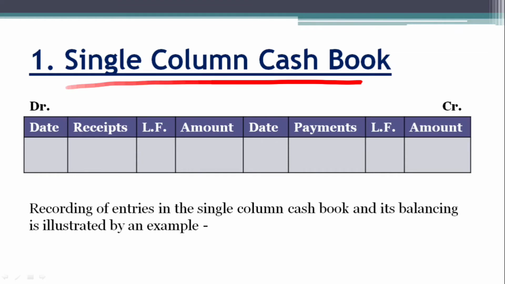The basic structure, the basic format of a single column cash book is date, receipts, LF standing for ledger folio, which we are going to cover in our later sessions, amount, and same on the credit side also. Remember, in case of receipt, cash is debited. So all the receipts are recorded on the debit side of the cash book, and all the payments, in which case cash is credited, shall be recorded on the credit side of the cash book. So let's understand this with the help of an illustration.